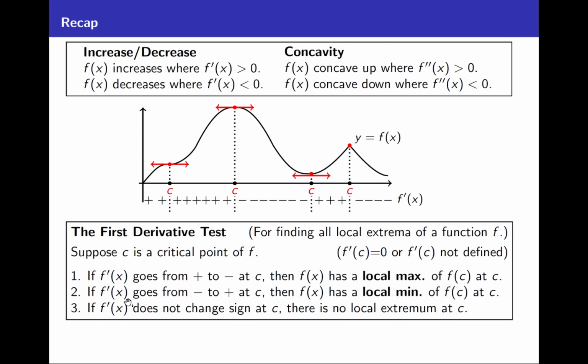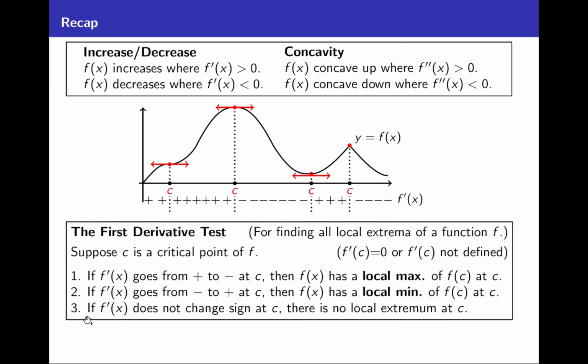Secondly, if f prime of x goes from negative to positive at c, as you read from left to right, then f of x has a local minimum of f of c at c. So here we have, for example, right there, f prime going from negative to positive. So your graph stopped decreasing at c and then started increasing. And f of c is a local minimum.